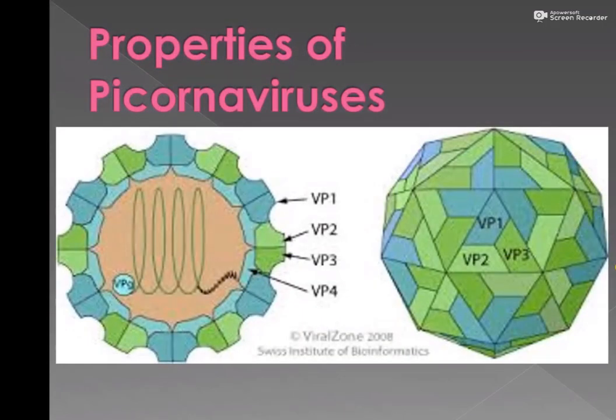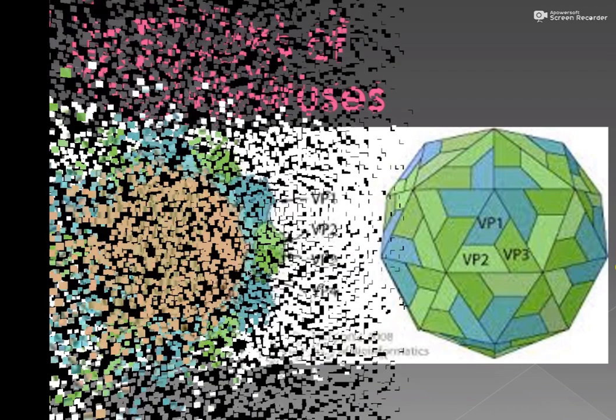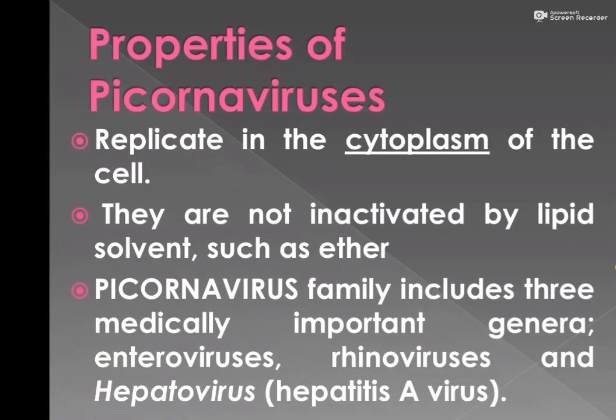Properties of this virus, as we have seen previously: four main proteins, VP proteins, three outside and one inner protein in the capsid. Picornaviruses replicate in the cytoplasm. They are not inactivated by lipid solvents such as ether because they are highly resistant viruses.